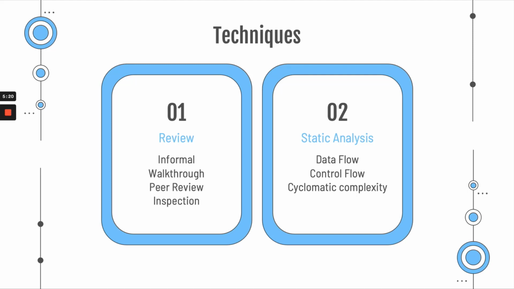The static analysis consists of 3 types. First one is data flow, which is related to the stream processing. Next one is control flow, which is basically how the statements or instructions are executed. The last one is cyclomatic complexity, which is the measurement of the complexity of the program, that is basically related to the number of independent paths in the control flow graph of the program.